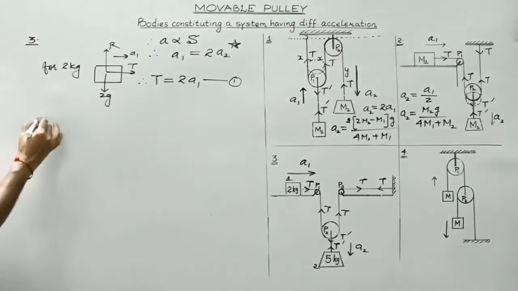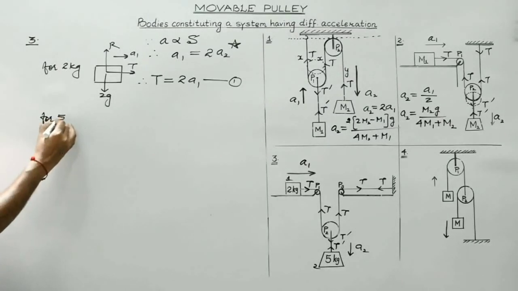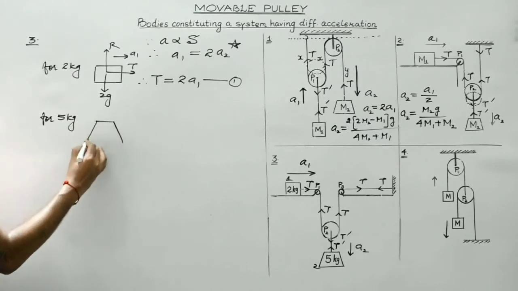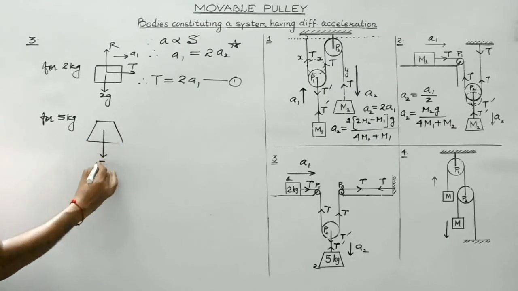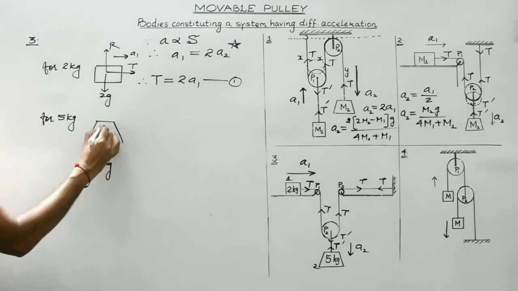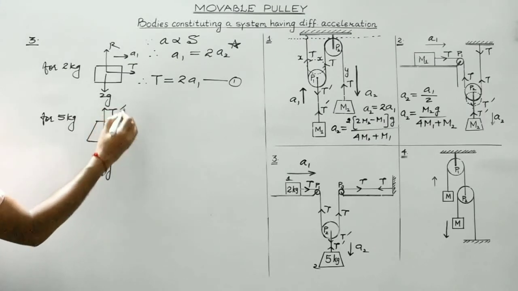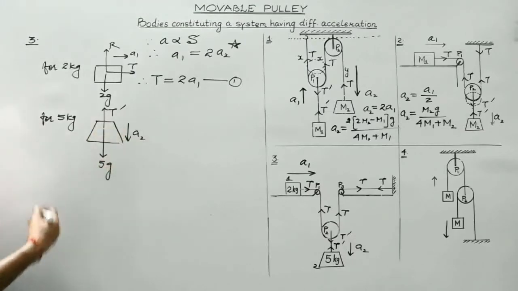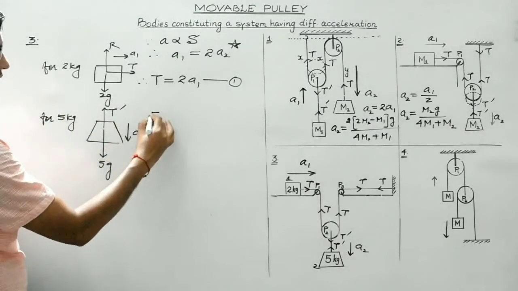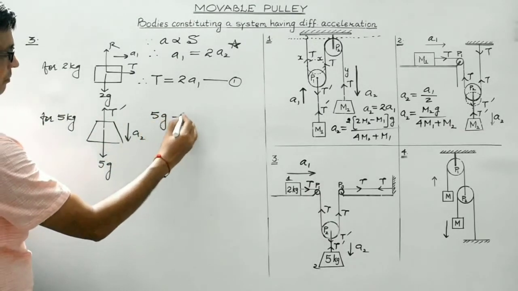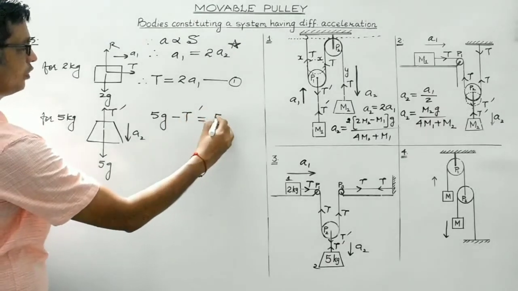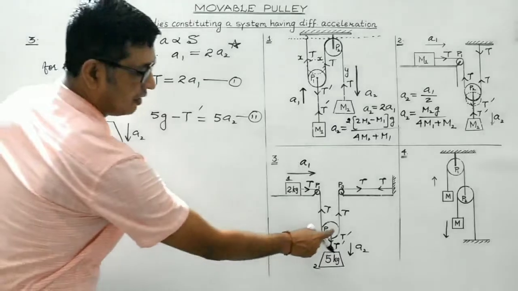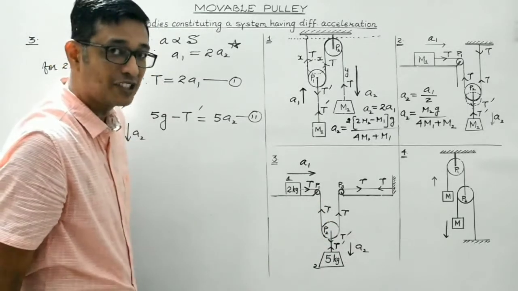Let's consider the 5 kg mass. Its weight would be 5g in the downward direction, tension would be T dash, and acceleration in the downward direction is A2. Let's consider the equation over here. So what do you get? 5g minus T dash is equal to 5A2. Clear? And the pulley is considered to be massless.